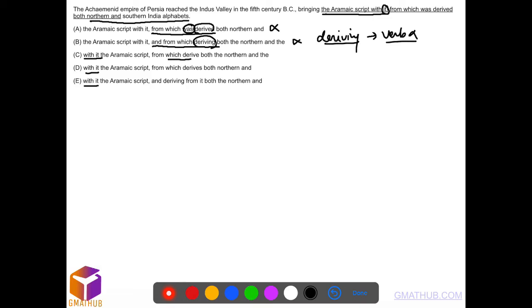So which derive, again, we have which derives would be wrong because it's plural, northern and southern alphabets. So which derives would be wrong. Again, deriving would be wrong. So this is the right usage.